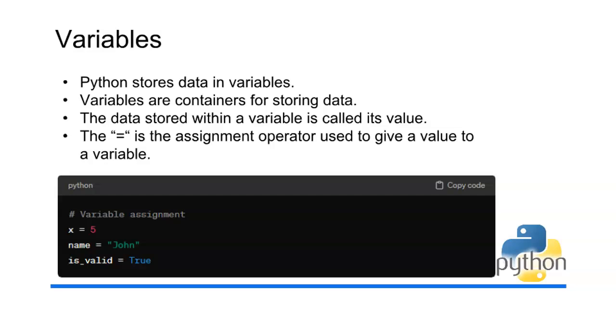the assignment operator equals. Python is dynamically typed, meaning you don't need to explicitly declare the variable type. The type of the variable is inferred from the value assigned to it. Variables can hold various data types, including numbers, strings, lists, dictionaries, objects, etc.